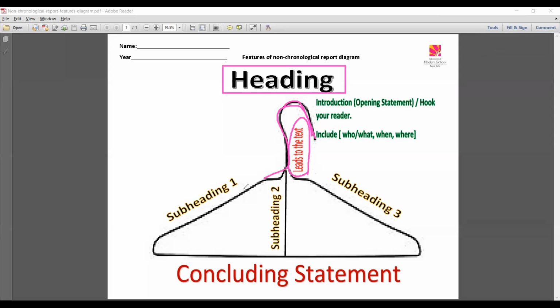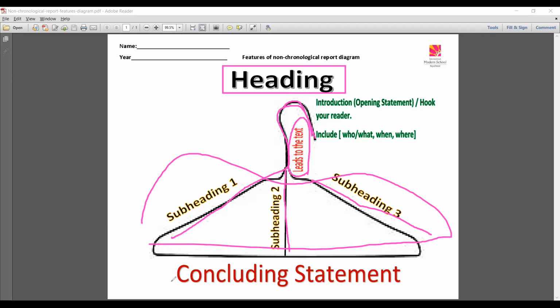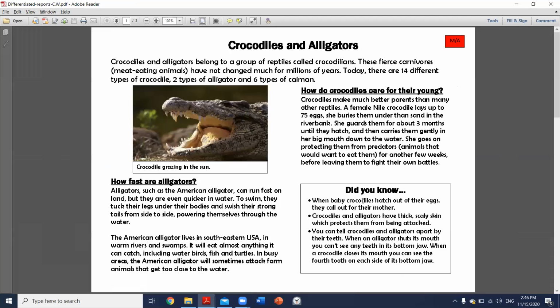The text must be divided into subheading 1, subheading 2, subheading 3. These are called the body of the text. And then at the end, a concluding statement. And by the way, the concluding statement in the crocodile report is the did you know part of the report. This one, did you know? One baby crocodiles and so on. Or you can just choose things that are very general, like things you wrote in the introduction. So again, in the introduction and conclusion, you just write general comments and summarizing comments.